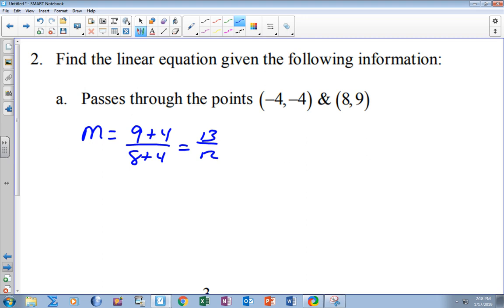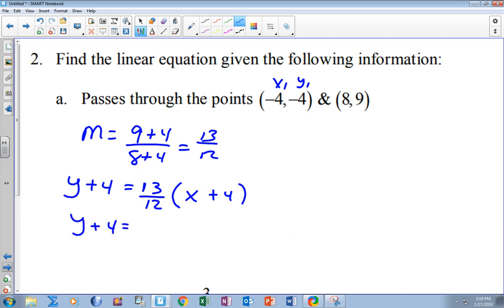I'm going to use point slope this time. I'm going to pick this one. It doesn't matter. So this is my x sub 1 and this is y sub 1. Plug it into point slope. So y minus y1. So y minus a negative 4, so it'll be y plus 4 equals m, which is 13/12 times x minus a negative 4, so x plus 4. Right, then you would distribute. So y plus 4 equals 13/12 x. And then 13/12 times 4 would give you, what, 13/3, right?